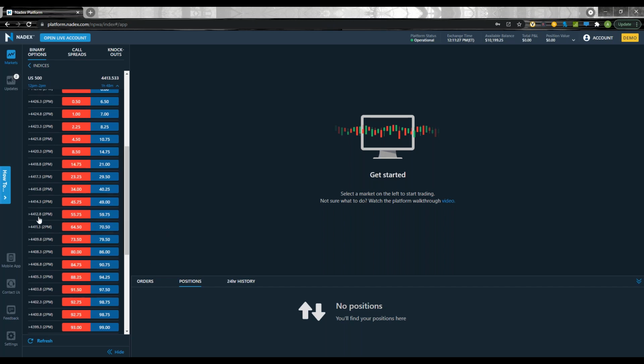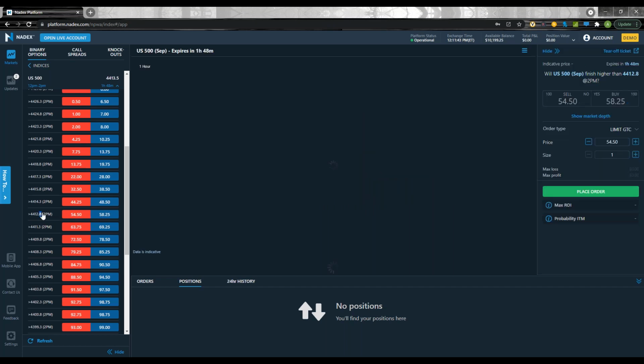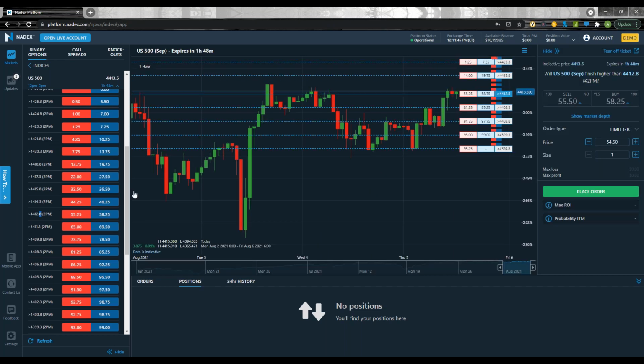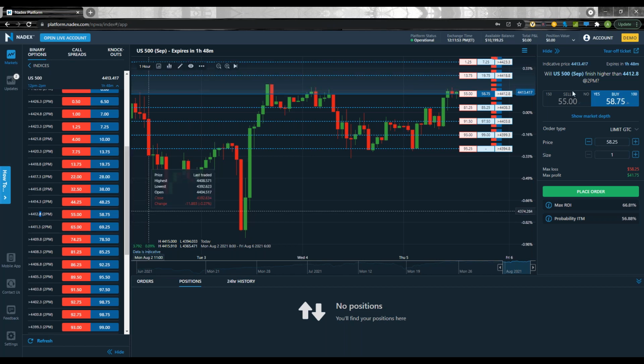And just for today's example, we'll get into one right around the at-the-money strike, so right around that $50, $60 range. Let's go with this 4412.8 expiring at 2 p.m. contract. So you can always see the strike price here before you click in. You can either click directly on the strike itself, which will bring up a chart without anything selected, or you can click on the buy or sell to have the buy or the sell selected both on the chart and on the deal ticket itself over here on the right-hand side.